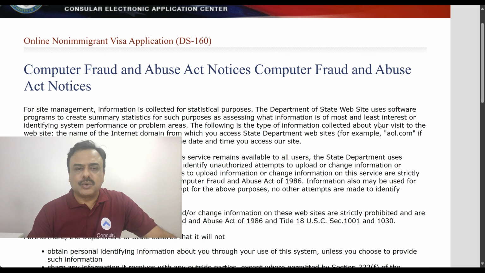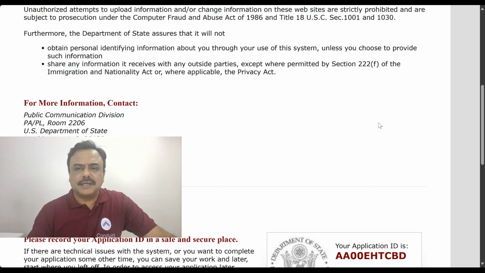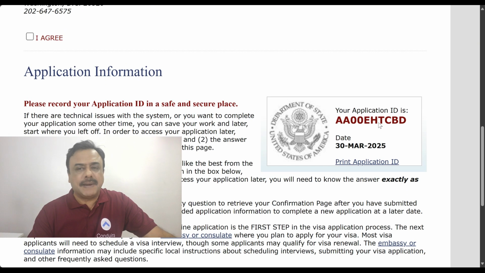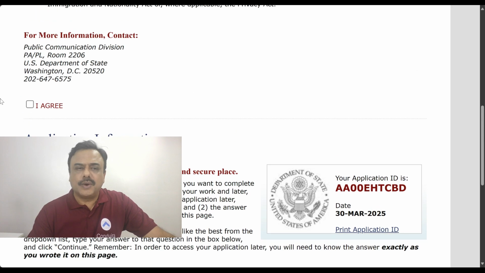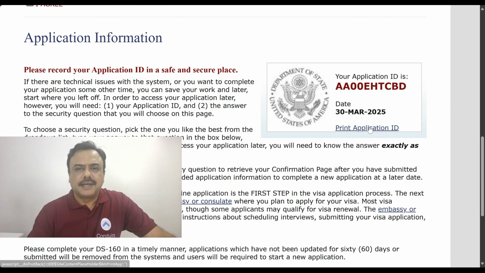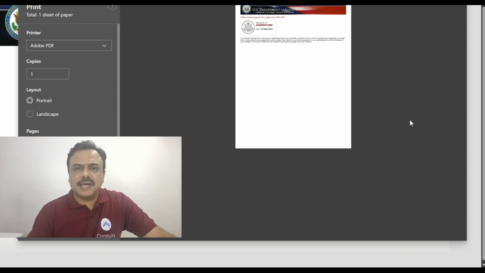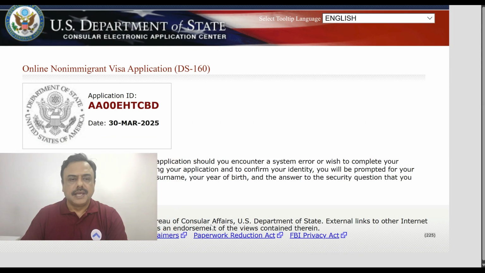You can read through this information. Not much of a value add here, but this number that you see, application ID, is very important for you to take a note of. Go ahead, mark I agree, and then you will realize that the page will keep refreshing itself. Please see to it that you are taking a printout of this so that you have it in your record. Now, as I said, this is a very important ID.